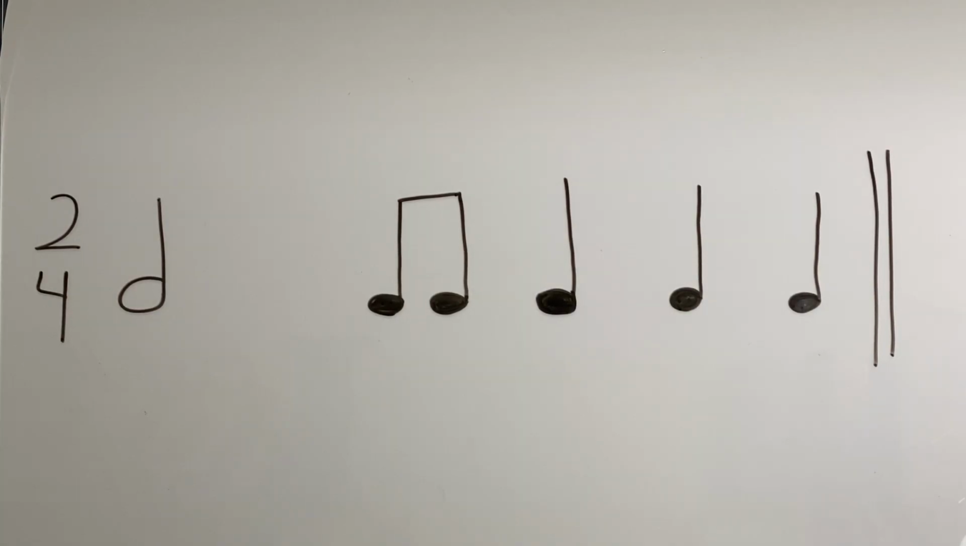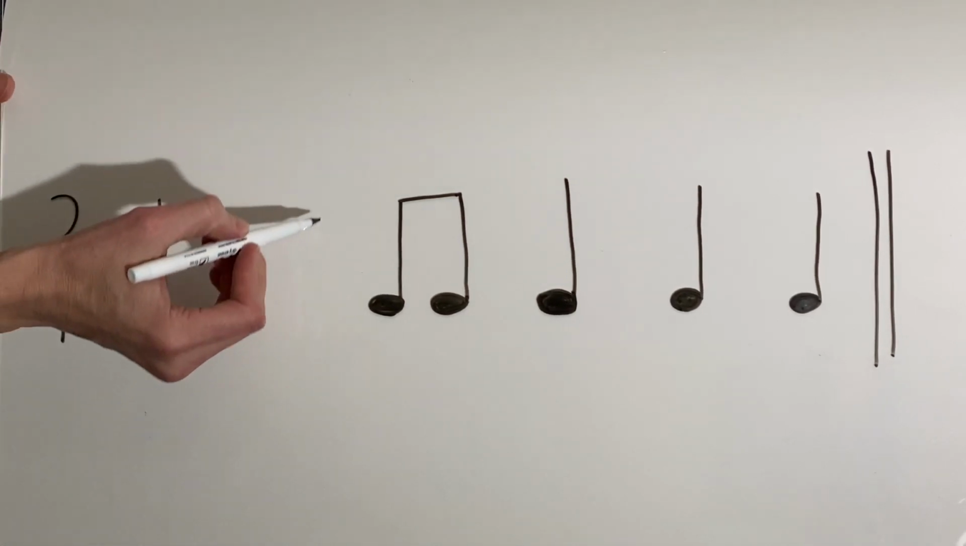As we look at our no bar line example, we have to add bar lines, but we're also going to add counts. We're going to write in the counts and then we're going to clap it. We're in 2/4. So that means 2 counts in a measure, and a quarter note is going to get 1 count. Our first note we have is a half note. Now remember, a half note gets 2 counts, which fills our measure. So we're going to draw a bar line here.